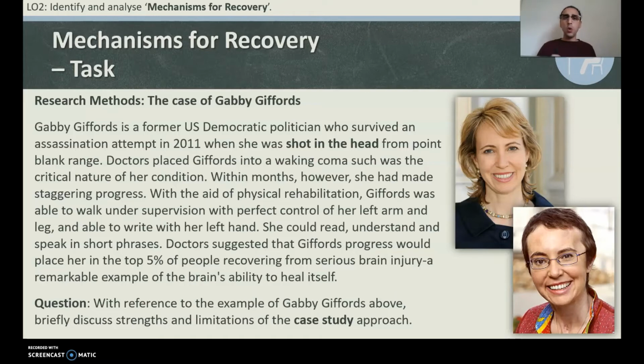Question. With reference to the example of GG above, my girl GG, briefly discuss strengths and limitations of the case study approach. A case study is a one-person sample. It's when you've got one person and you usually do a really in-depth analysis on that situation. What's the good thing about doing case studies and what's the bad thing about doing case studies?